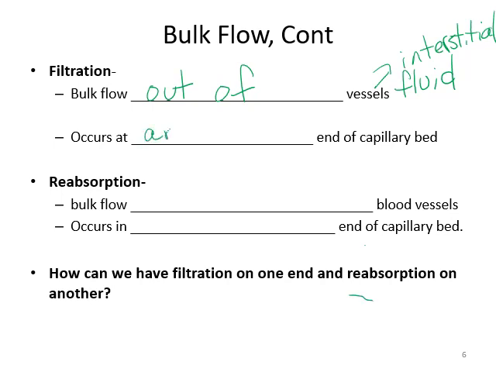This happens at the arterial end of the capillary bed. So if you remember our capillary bed, we had an artery bring blood in and a vein take blood out. At the side closest to the artery, we'll have filtration. And then reabsorption is bulk flow into blood vessels. So we're going to take things that were in the interstitial space, cross the wall of the capillary and get back into the capillary. This is going to happen at the venous end of the capillary bed. So how can we do filtration on one side of a capillary and then reabsorption on the other? And remember, capillaries are super small.